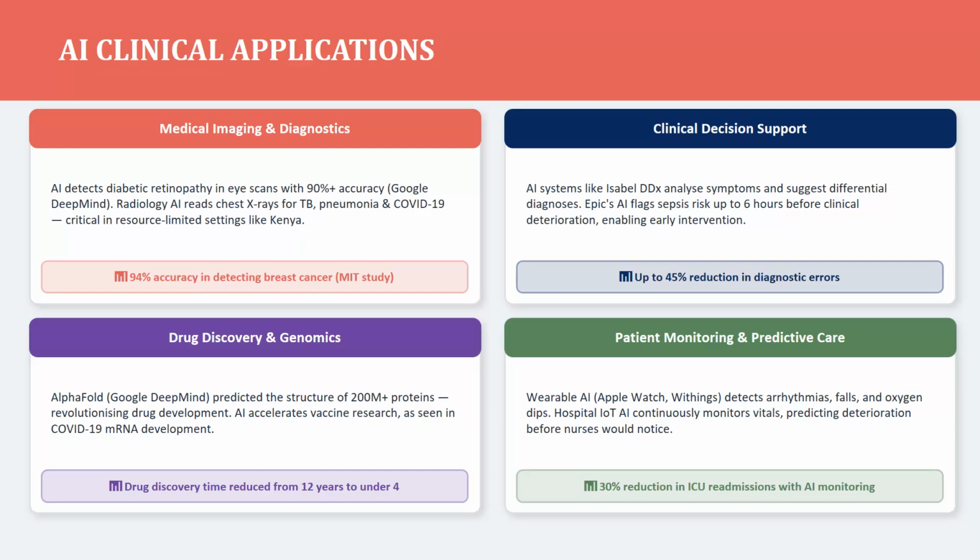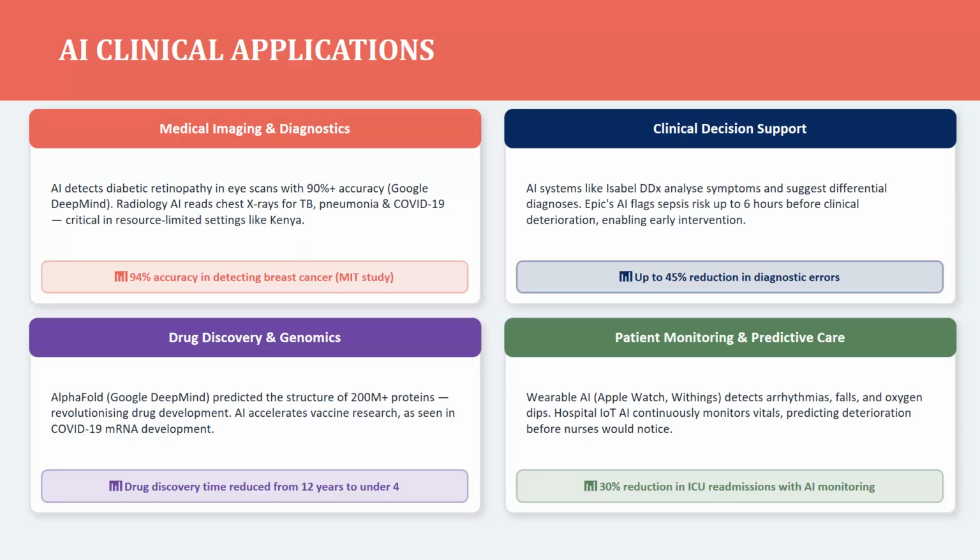Then we have clinical decision support. These are AI systems like Isabel DDX, which is used to analyze symptoms and suggest differential diagnosis, or Epic's AI, which flags sepsis risks up to 6 hours before clinical deterioration, enabling early intervention. These are also very important because up to a 45% reduction in diagnostic errors has been seen using Isabel DDX to sort out some of the problems.